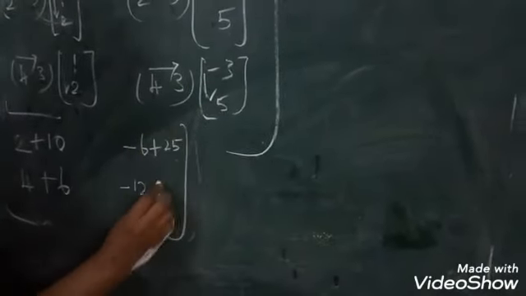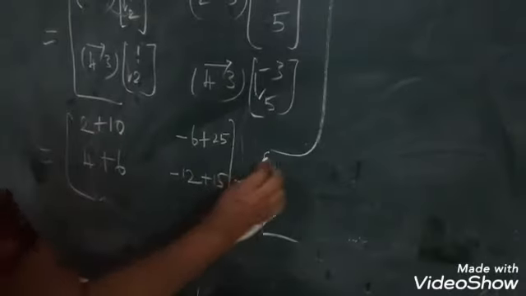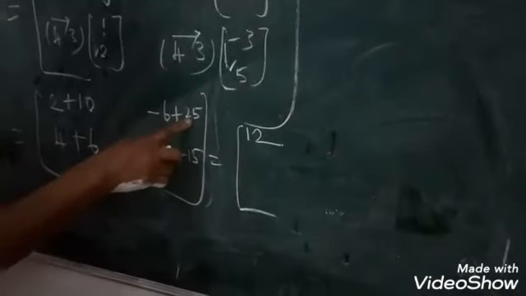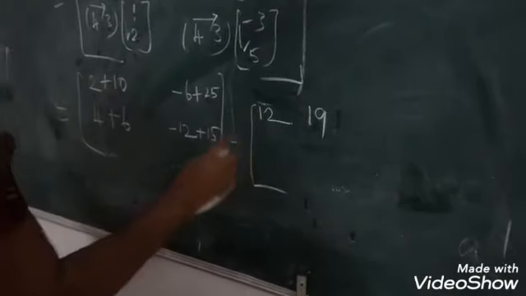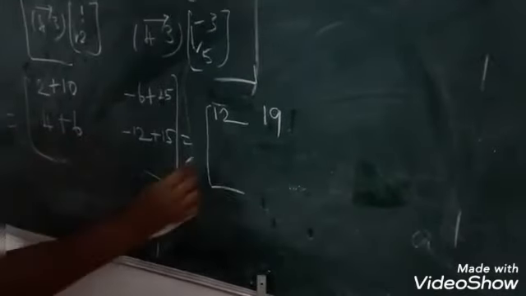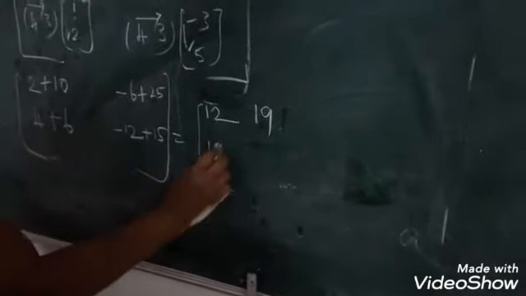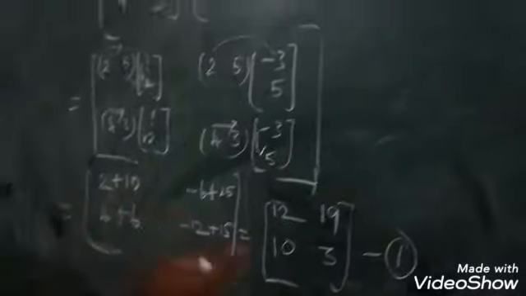Okay, girls. Now you have to simplify. 2 plus 10, 12. Then minus 6, 25, 19 will come. Okay. Now next, 4 plus 6, 10. Minus 12 plus 15, so plus 3. This is called A cross B. A and B multiplied, you will get this answer.